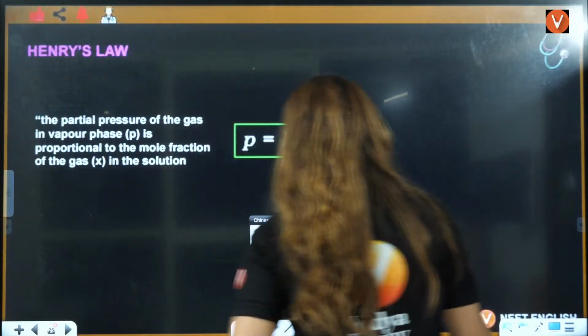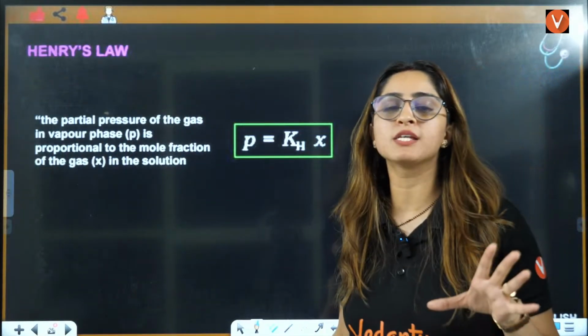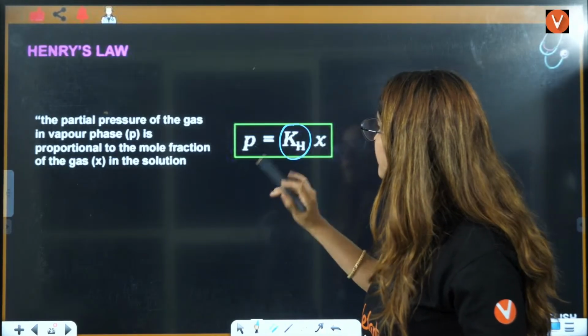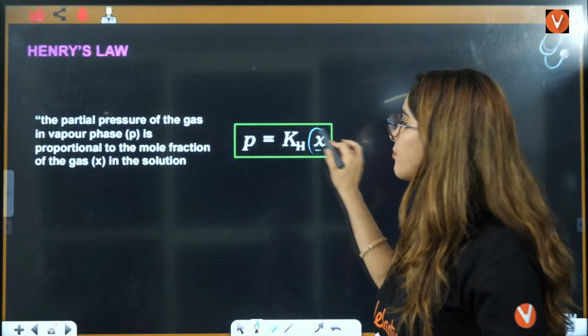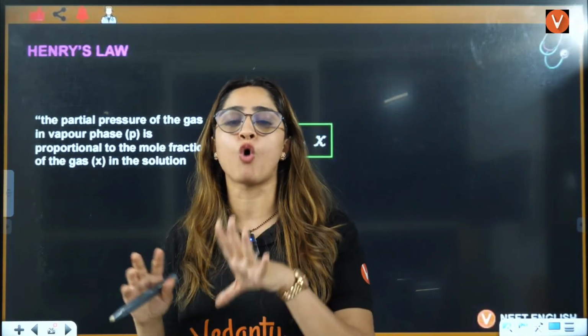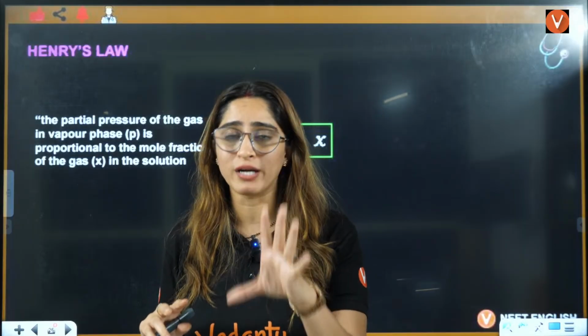Okay, so this is your Henry's law, that is P equals KH multiplied by the mole fraction. This KH is the Henry's constant, and this X is the mole fraction, and that mole fraction is in the liquid phase, not in the vapor phase. That you have to understand.